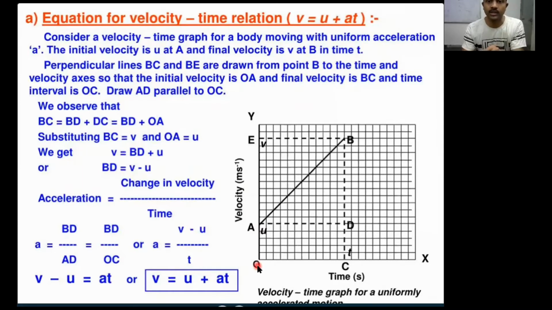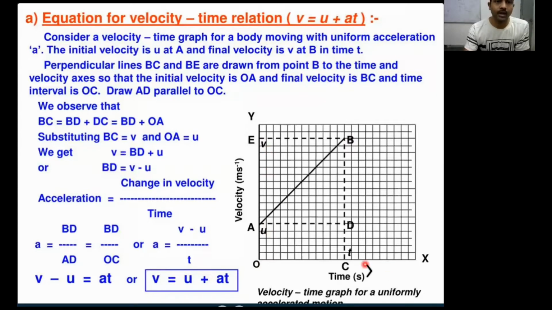If it starts from rest, the graph starts from the origin. But it does not start from rest, it starts from A, right? The body is moving with initial velocity. Finally the body velocity reaches V, so at B the body reaches velocity V. The body velocity increases from initial velocity u to final velocity v within the time.